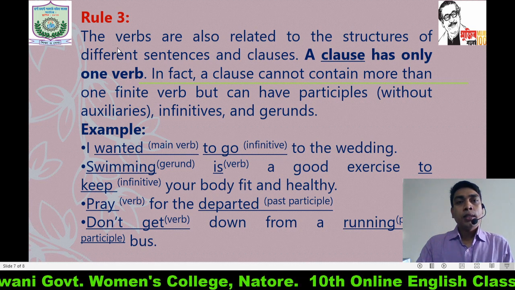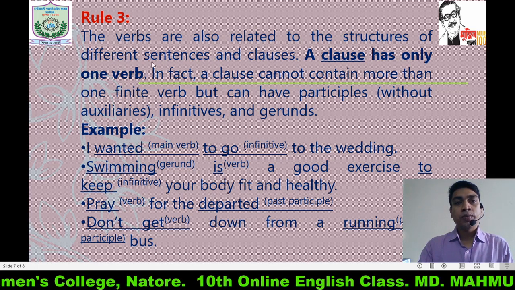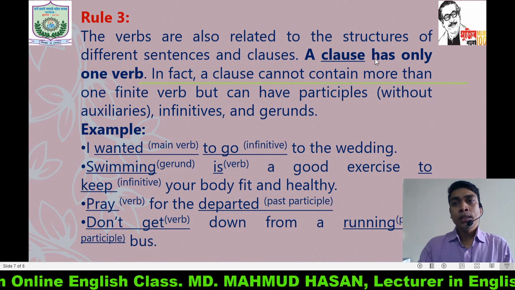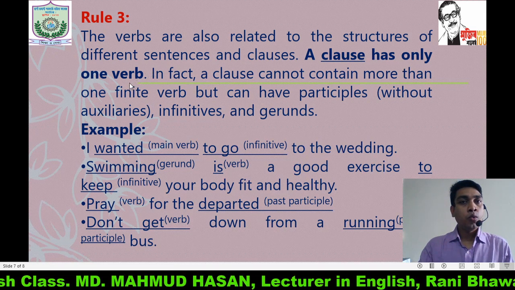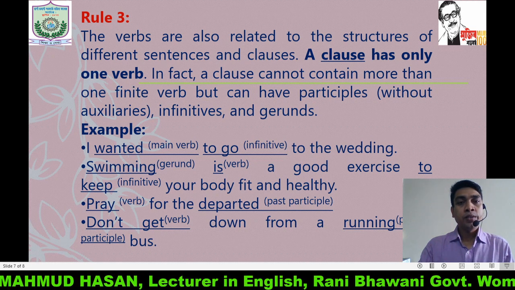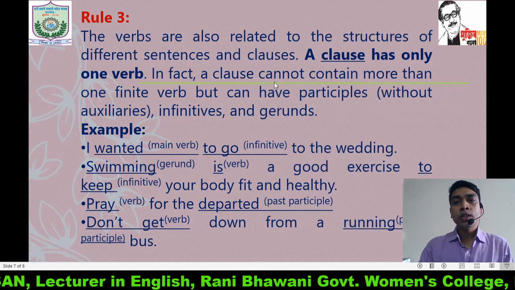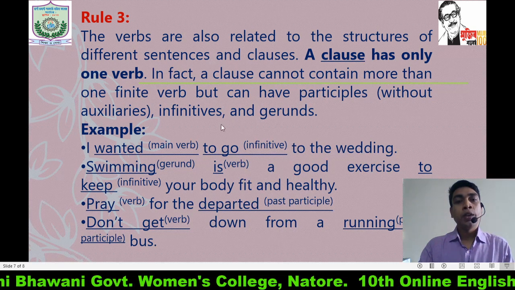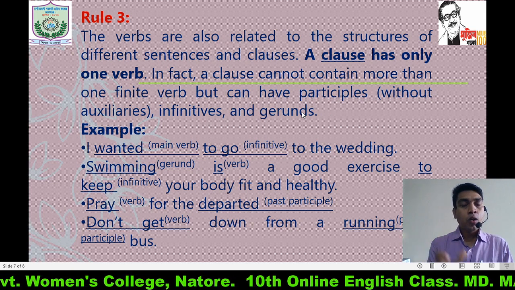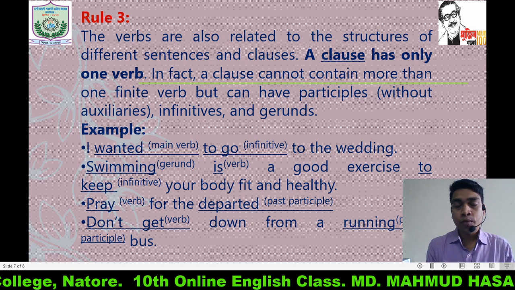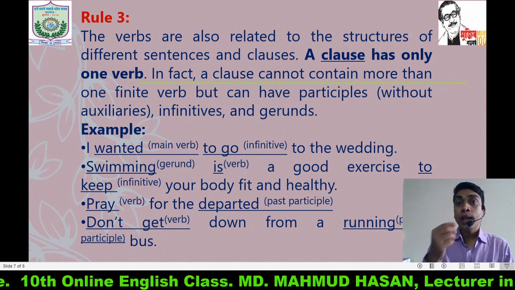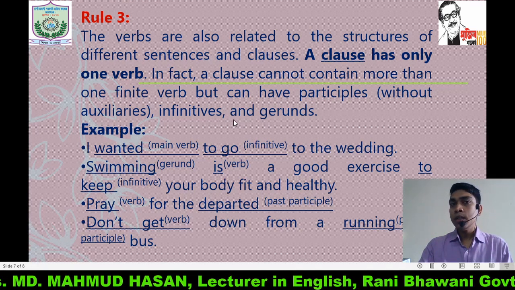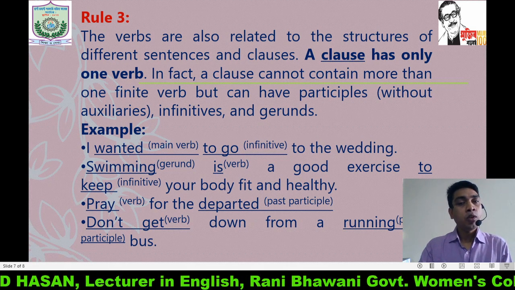Rule number 3, the verbs are also related to the structures of different sentences and clauses. A clause has only one verb, only one finite verb or the main verb. In fact, a clause cannot contain more than one finite verb but can have participles, infinitives and gerunds. So a clause must have a finite verb or main verb, and apart from that we can have participles, infinitives and gerunds, but there must be a finite verb or main verb.